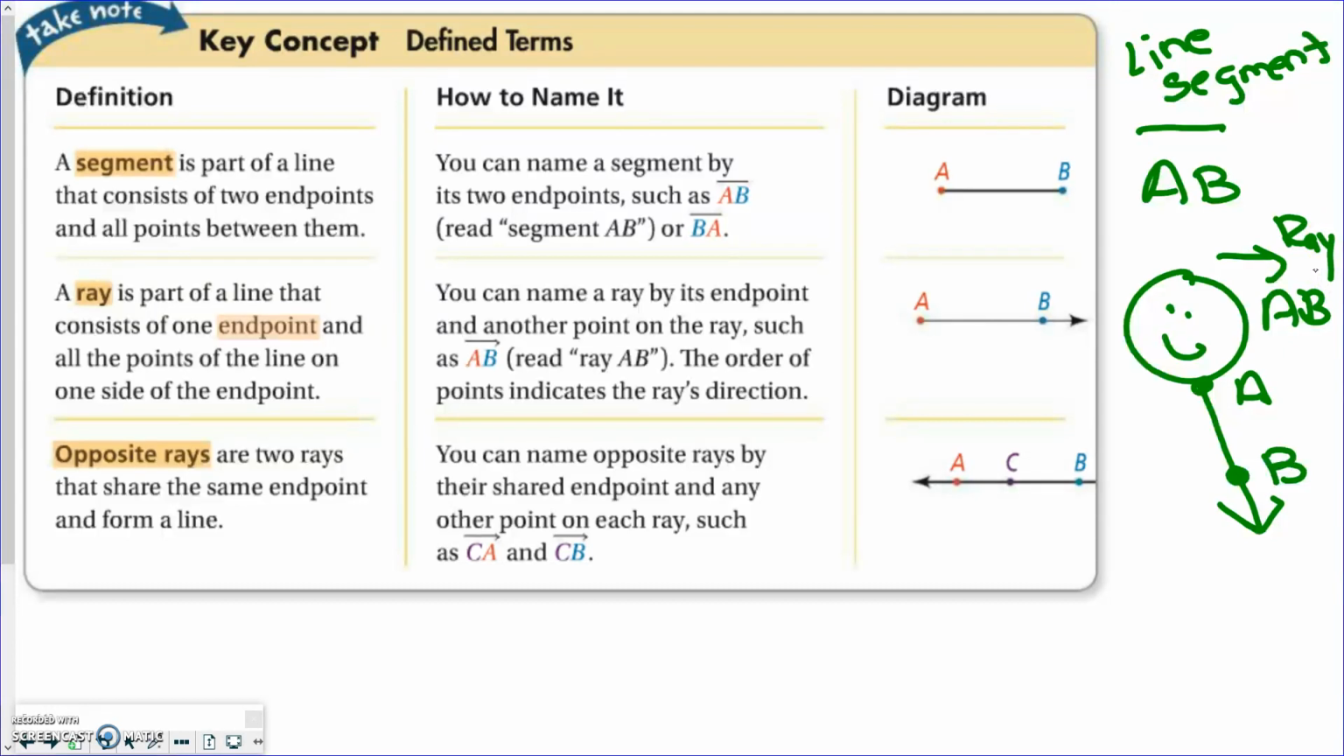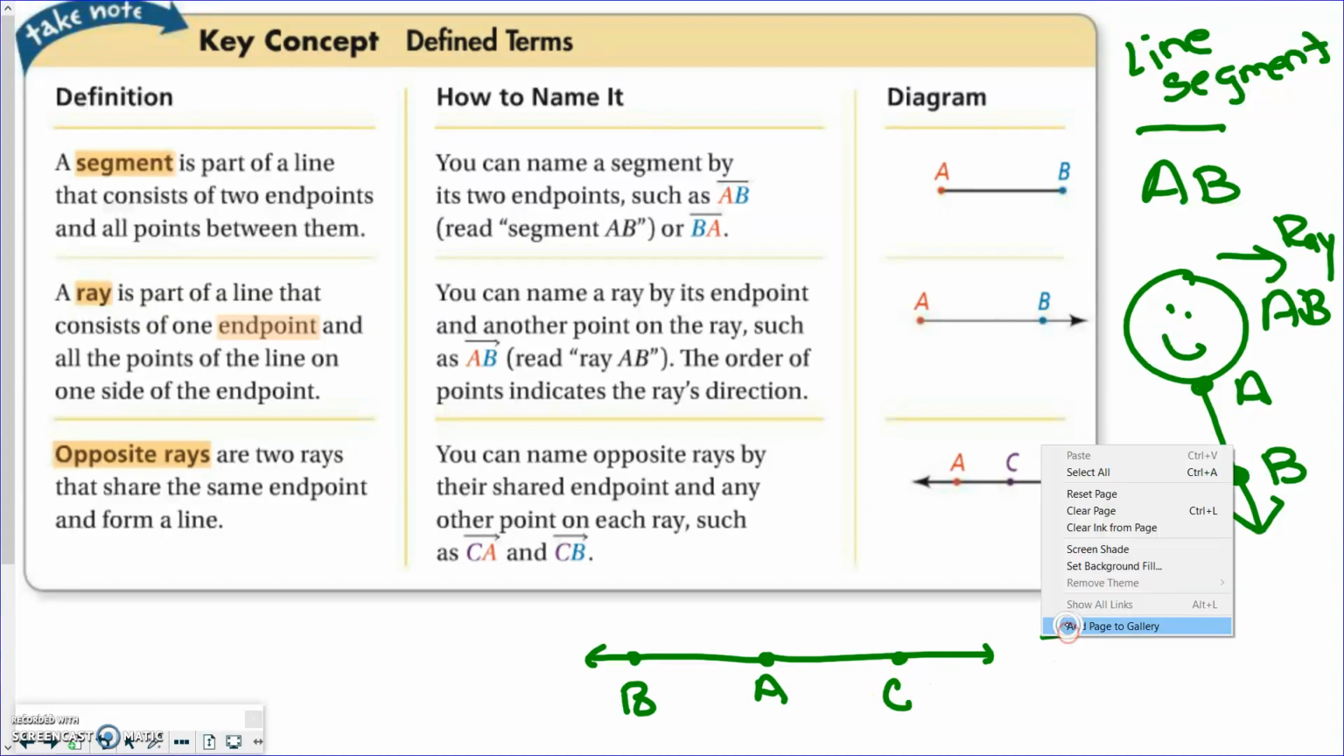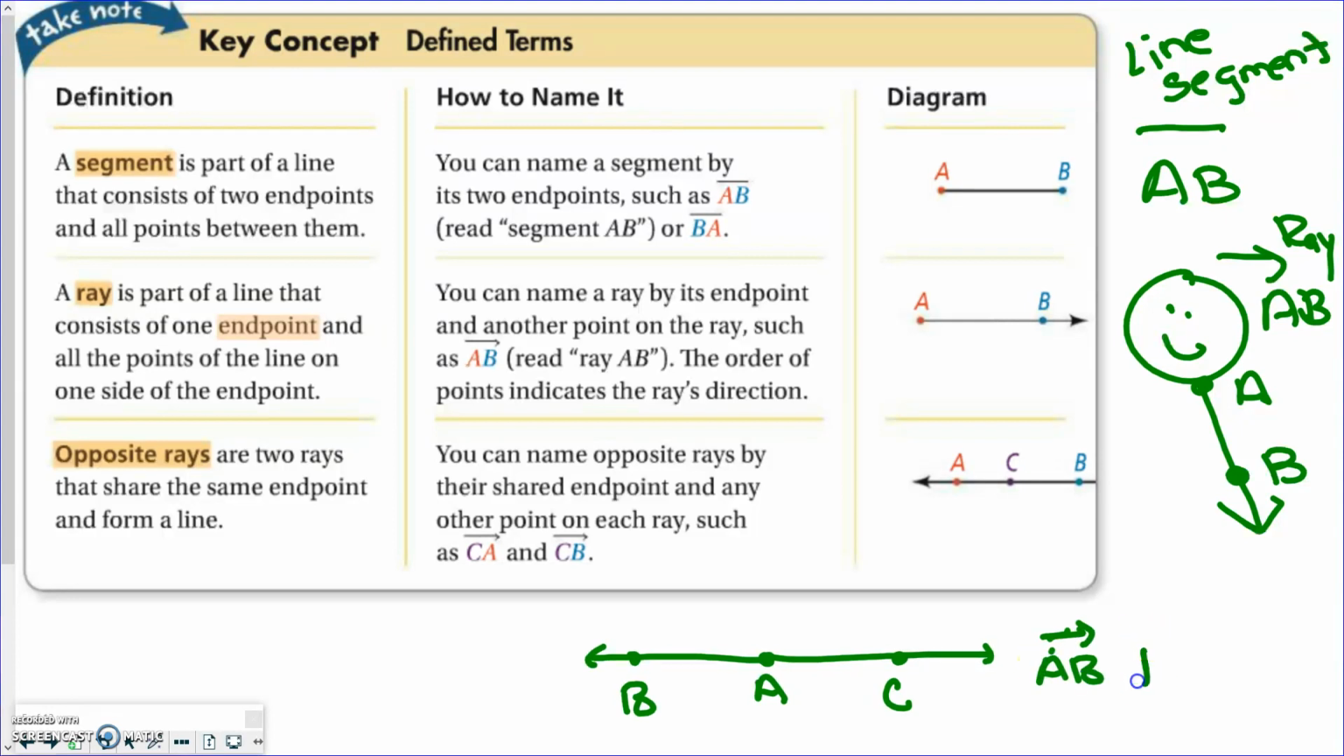Opposite rays are 2 rays that share the same endpoint and form a line. How we label a ray is by its endpoint. So let's say I had a ray AB. If my rays are opposite, then my other ray needs to start at A as well. So opposite rays would be ray AB and ray AC. If 2 rays do not start with the same letter, then they cannot be considered opposite rays.